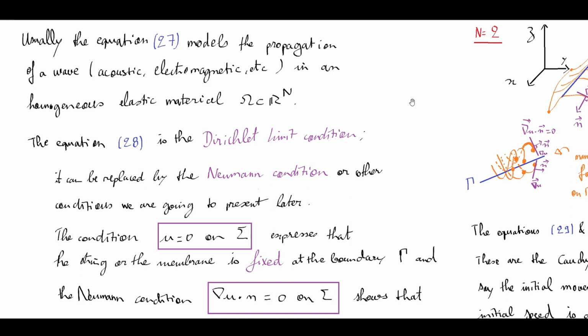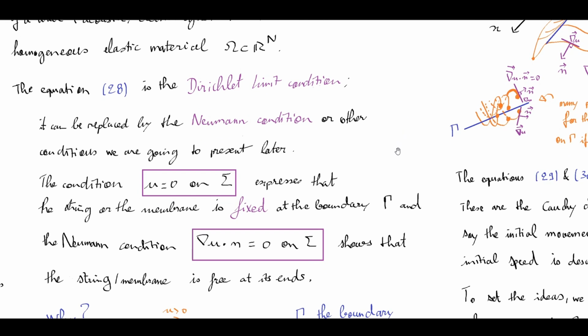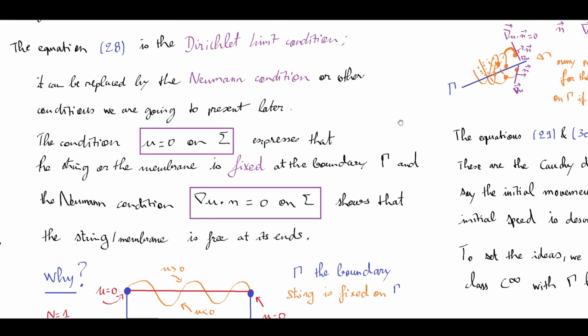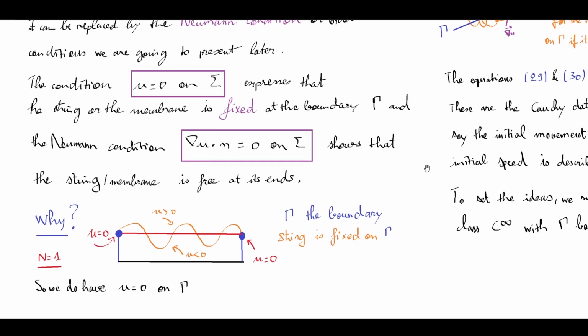omega. The equation 28 is the Dirichlet limit condition. It can be replaced by the Neumann condition or other conditions we are going to present later. The condition u equals 0 on sigma expresses that the string or the membrane is fixed at the boundary gamma, and the Neumann condition gradient of u scalar n equals 0 on sigma shows that the string or membrane is free at its ends.